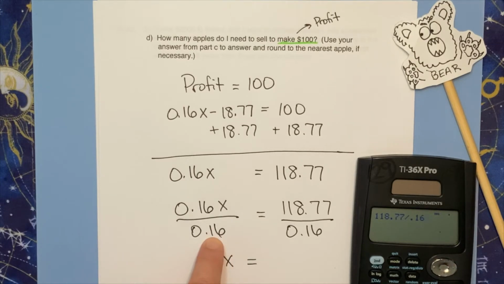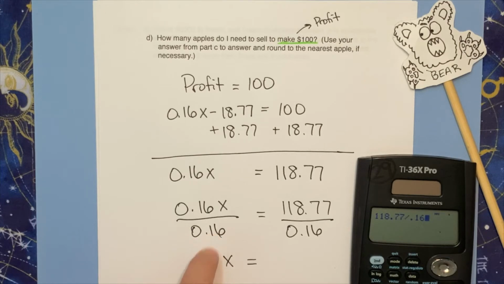16 cents is how much profit you make off of each apple, which we don't have a term for yet, but later on in the class, we're going to call that the marginal profit. That's the extra little bit of profit we get from selling each additional unit, in this case, each apple.